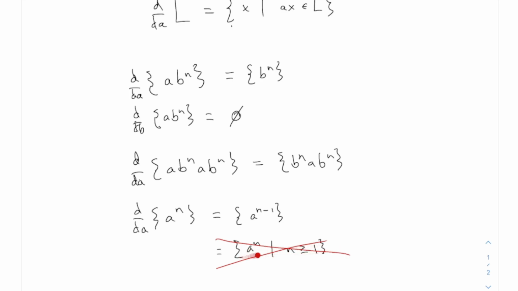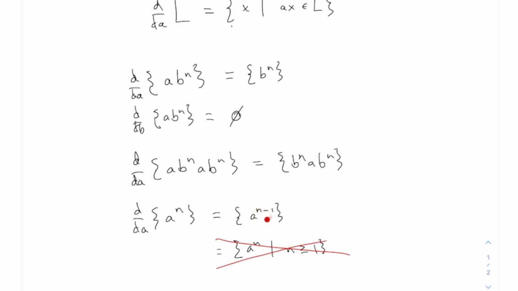This actually is not right though. For example, the derivative of this set does contain the empty string, because the empty string is what you get if you started with just A and you remove that A and you give me what's left over. It's the empty string. So the answer here, whereas this says it's all powers of A but not the empty string, actually the empty string is part of this language here.